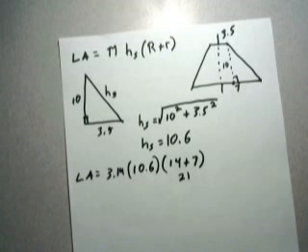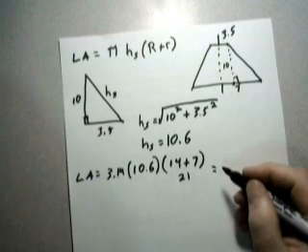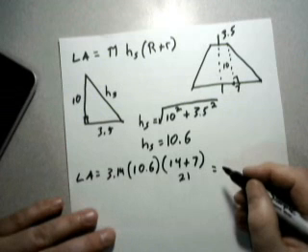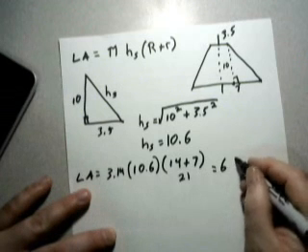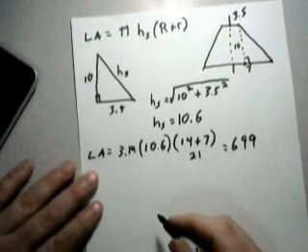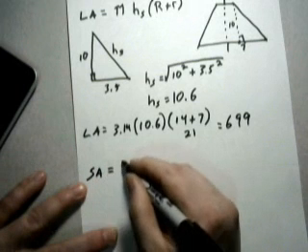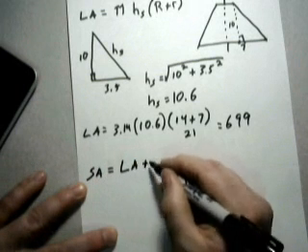So 3.14 times 10.6 times 21 equals, we'll just say 699. It rounds up to that. So now to find the surface area, that is equal to the lateral area plus the area of the big base plus the area of the small base.